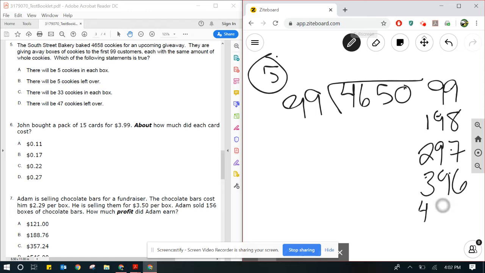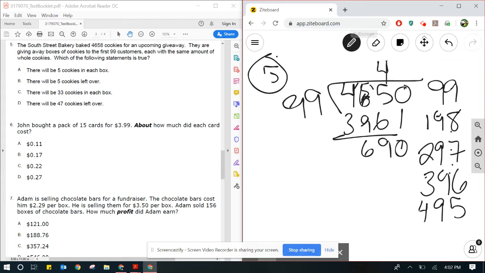I've got 49 with a 5. So 99 goes into 46, not 1, 2, 3, 4 times, but yeah, 4 times. So I'm going to put a 4 up here, and then we're going to subtract 396. This is going to be 15. That's going to be a 5. So it's going to be 15 minus 9. Okay, 15 minus 6 is 9. And then 15 minus 9 is 6. And then I drop my 0 down.